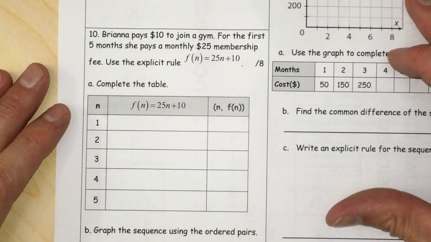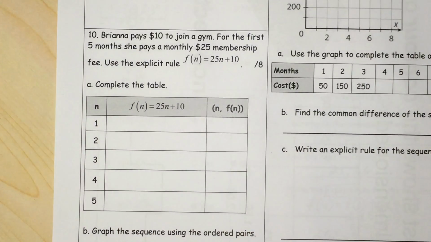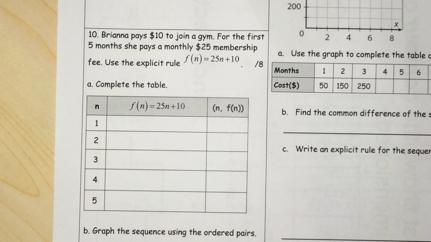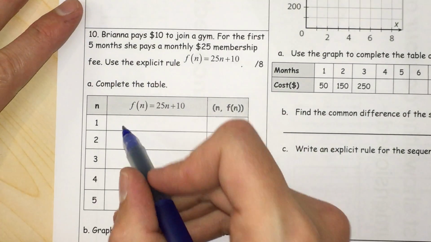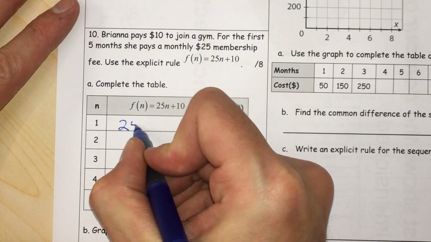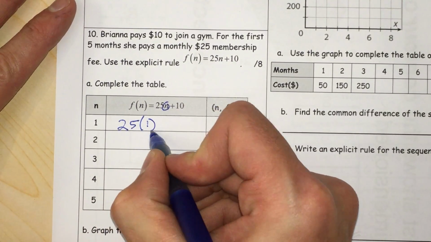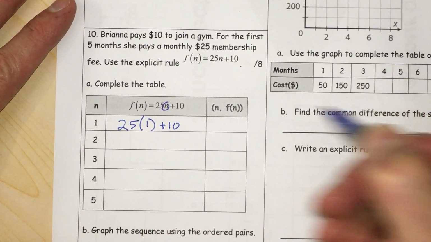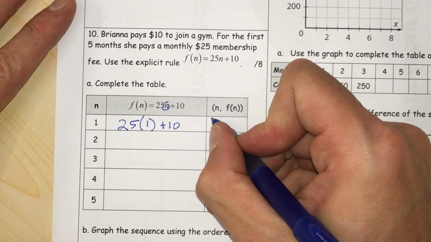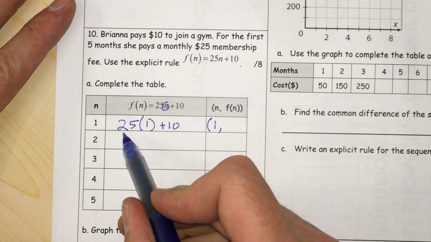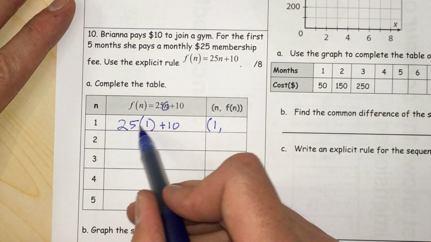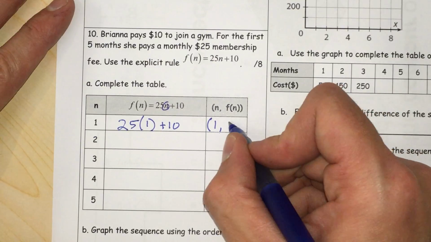Okay, so number 10. It says, Brianna pays $10 to join a gym. For the first 5 months, she pays a monthly $25 membership. Use the explicit rule. Complete the table. Okay, so the explicit rule in completing the table, you are going to substitute and replace n. And so your input is 1. Your output is going to be, well, 25 times 1 is 25 plus 10 is 35.